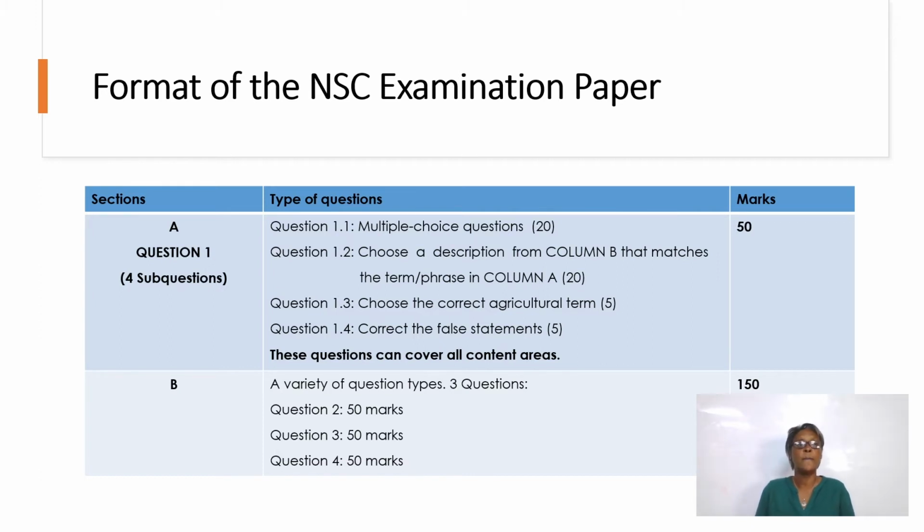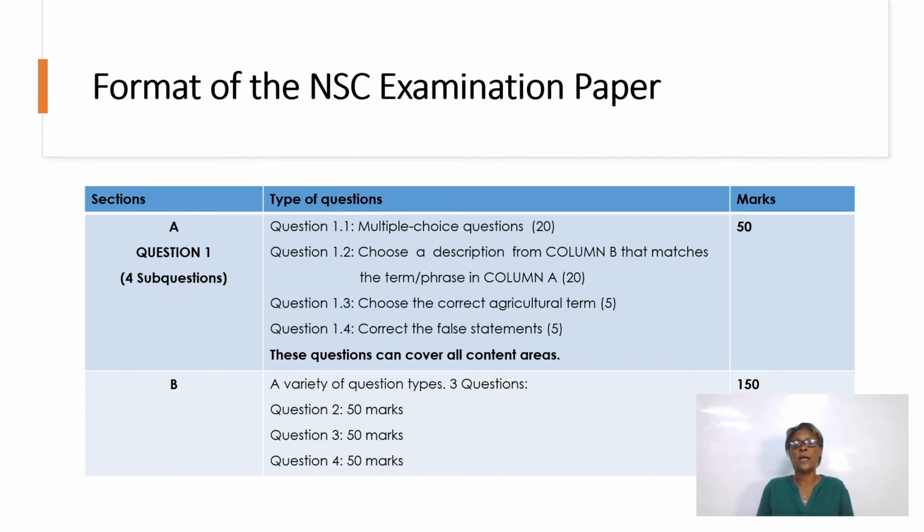Your question paper consists of 4 questions. Question 1 is divided into 4 sub-questions. 1.1, where you have your multiple choice questions, where you have to choose between A, B, C, and D, 2 marks each, and at the end it's 20 marks. Question 1.2, choose a description from column B that matches the term or the phrase in column A.